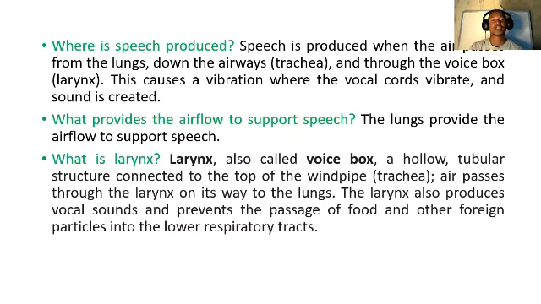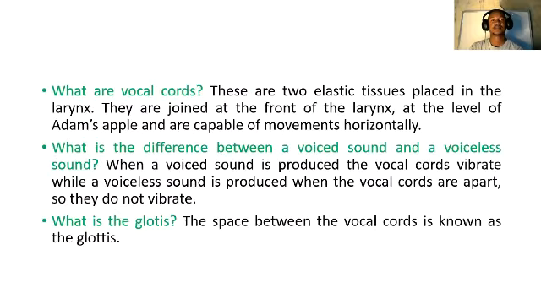What is the larynx? The larynx, also called the voice box, is a hollow tubular structure connected to the top of the windpipe, trachea. Air passes through the larynx on its way to the lungs. The larynx also produces vocal sounds and prevents the passage of food and other foreign particles into the lower respiratory tract.